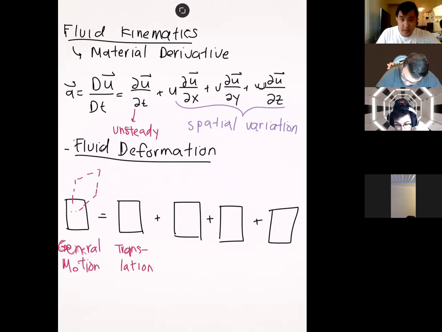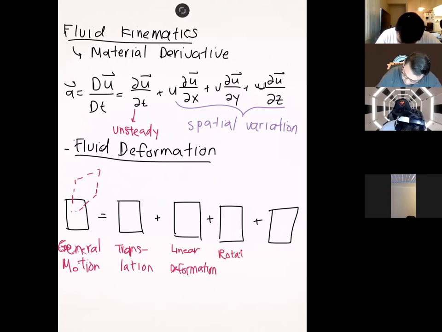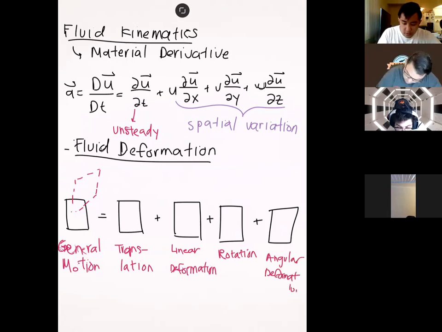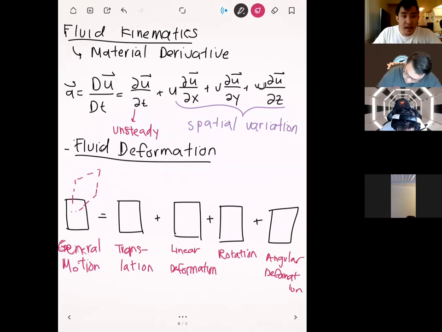And so the next thing that we can do is linear deformation. And the next thing that we'll cover is rotation. And the last thing that we'll cover is angular deformation. And so we can say that general fluid motion can be thought of as the sum of all these different things. Okay. And so let's look at translation first.